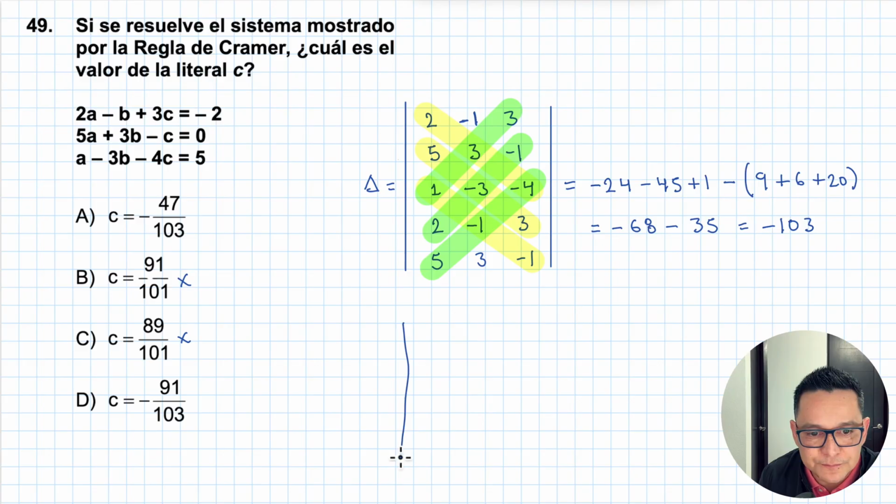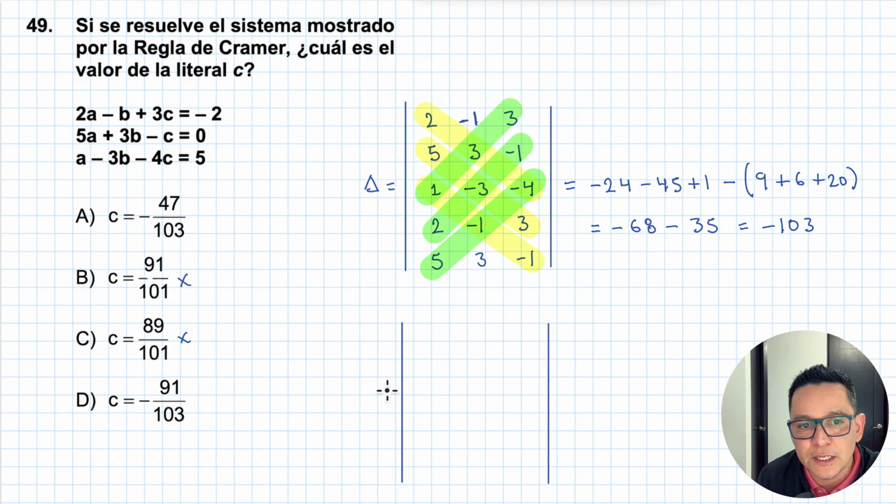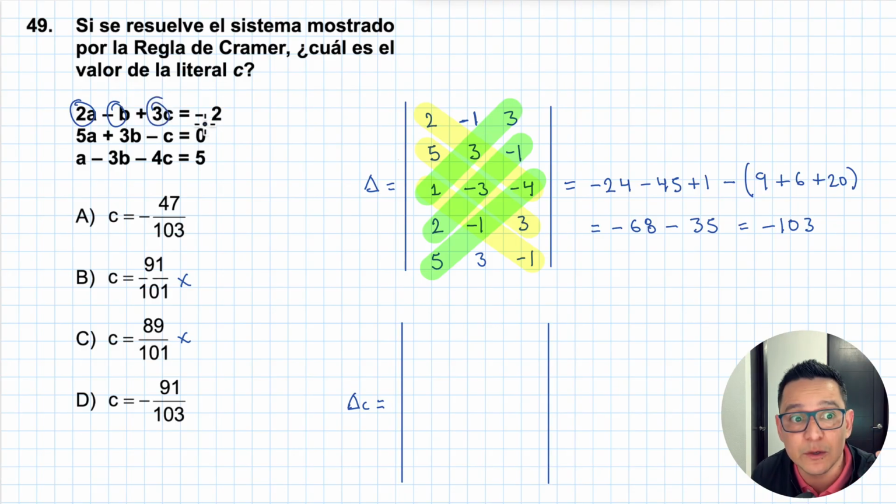I'm going to draw some more lines again, because now I'm going to calculate another determinant. The other one is simpler, simply because it has zeros. You'll see it in a moment. So now I'm going to calculate the determinant of C, okay? To be able to calculate the determinant of C, we're going to do the following. Look, we're going to use the same coefficient for A, the same coefficient for B, but instead of putting the coefficient for C, since I want to calculate C, we're going to put the value that's on the right side of the equation, which in this case is 2.